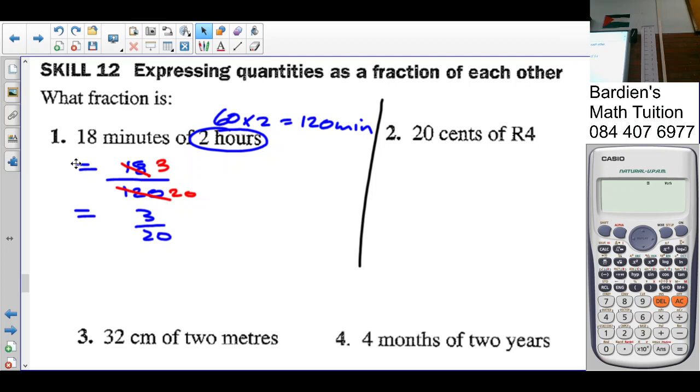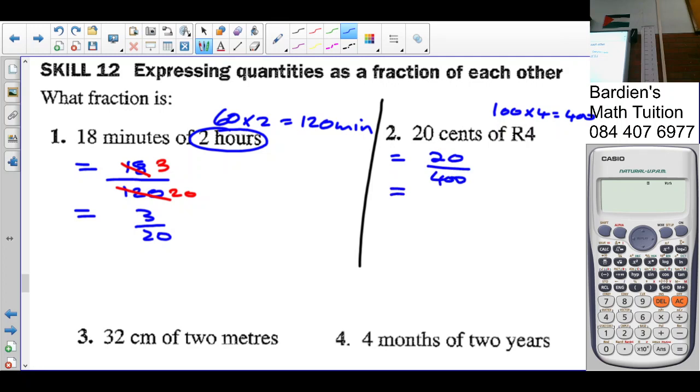Okay, which one is smaller, rands or cents? Cents. Have you guys seen cents before? Yes. How many cents are there in a rand? 100 cents in one rand. So if it's 100 cents, it's going to be 100 multiplied by 4, which is 400. So to write this as a fraction, it's going to be 20 over 400.